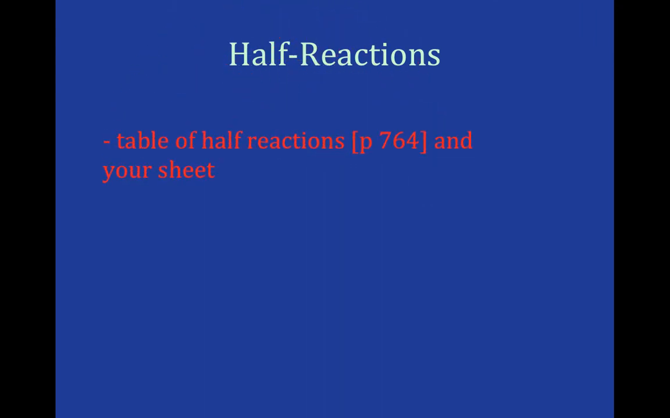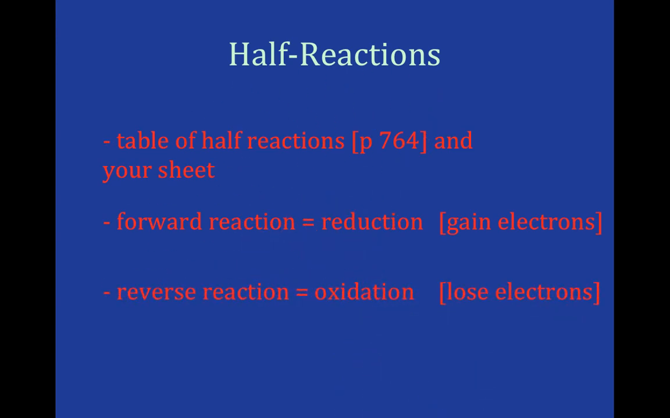So, table of half reactions, you have a sheet. This stuff I've talked about in another PowerPoint. Forward reaction is always reduction, it's always a gain of electrons, it's always a drop in charge. And a reverse reaction is always oxidation, you're always losing electrons, and the charge is always going up. And this is the beauty of redox. If you know about reduction, everything flips, becomes the opposite for oxidation.